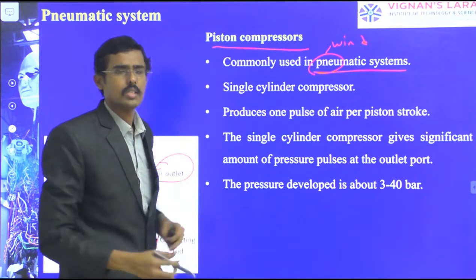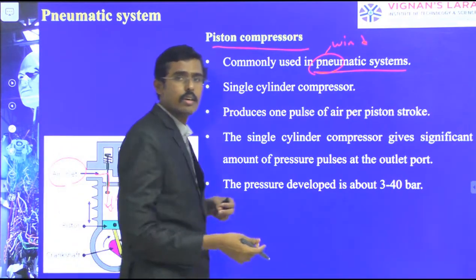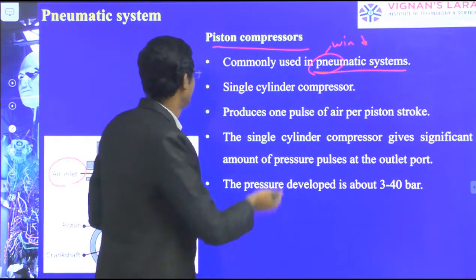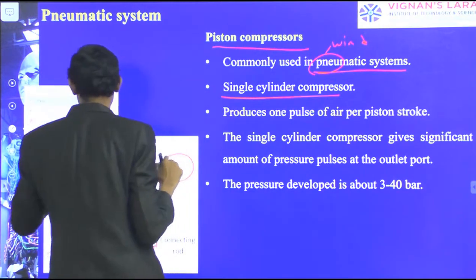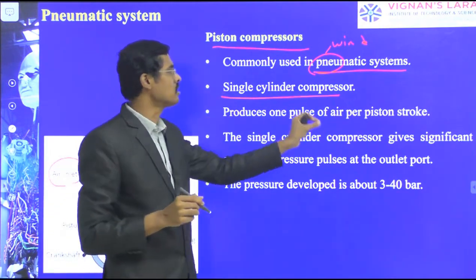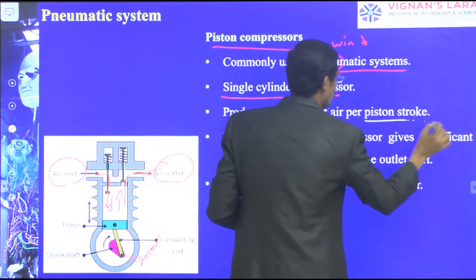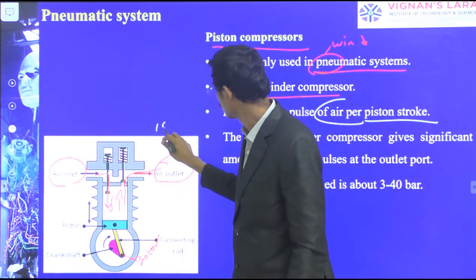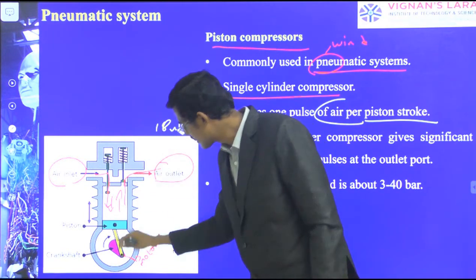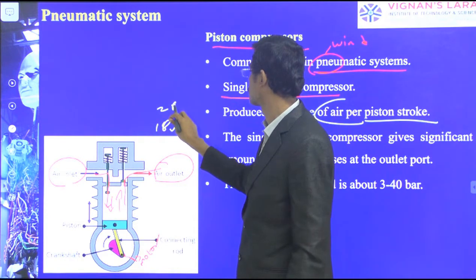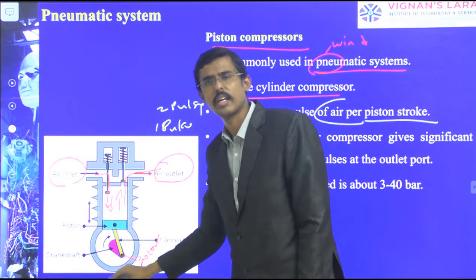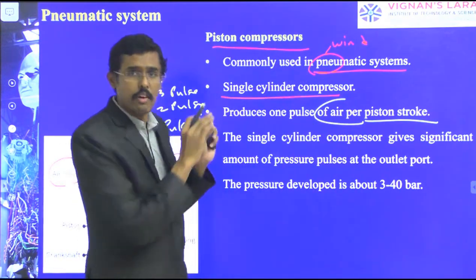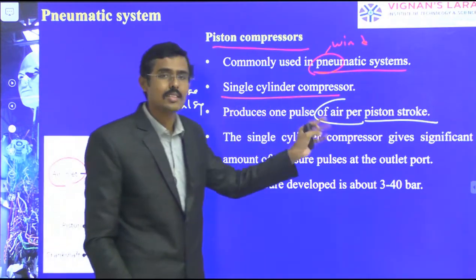Here we have used a single cylinder compressor, a single acting cylinder, which produces one pulse of air per piston stroke. This outlet I consider as one stroke, one pulse. Again it comes down and goes back, that is a second pulse. Again it comes down and goes back, a third pulse. For each stroke, I get one pulse of air outlet.